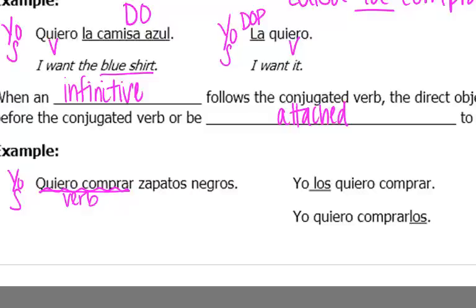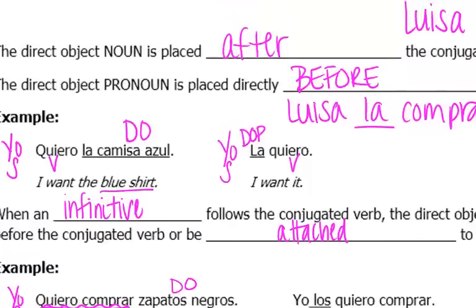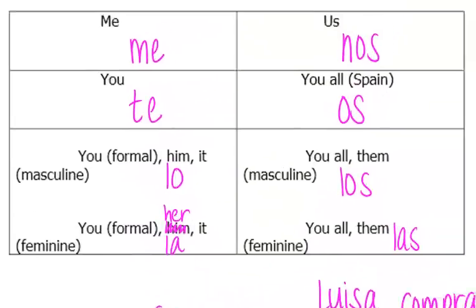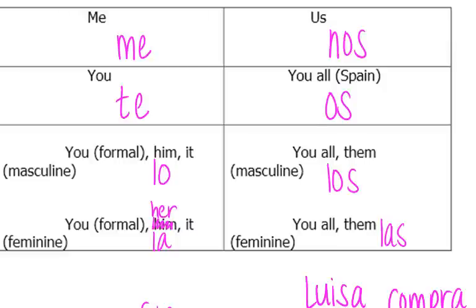Who or what do I want to buy? I want to buy zapatos negros, black shoes. That's our direct object. We're going to replace zapatos negros, and if you look back at the chart of our 8 different options, am I going to buy me? Am I going to buy you? Am I going to buy it? Nope. I'm not going to buy us. I'm not going to buy you guys. I'm going to buy them. Them being the shoes.